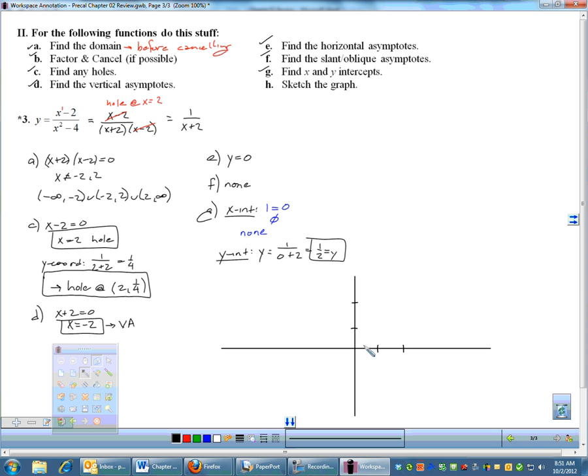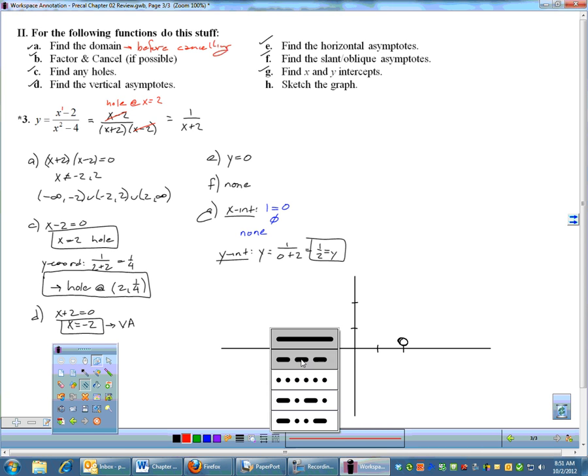And I have a hole at (2, 1/4). We're just going to put a hole right around there. So I'll go ahead and graph the hole. Let's see, I have a vertical asymptote at negative 2, so let's go negative 1, negative 2. And I'll graph a vertical asymptote there.